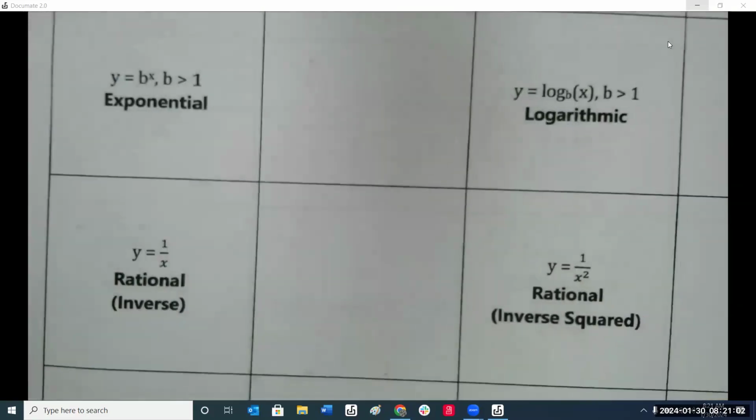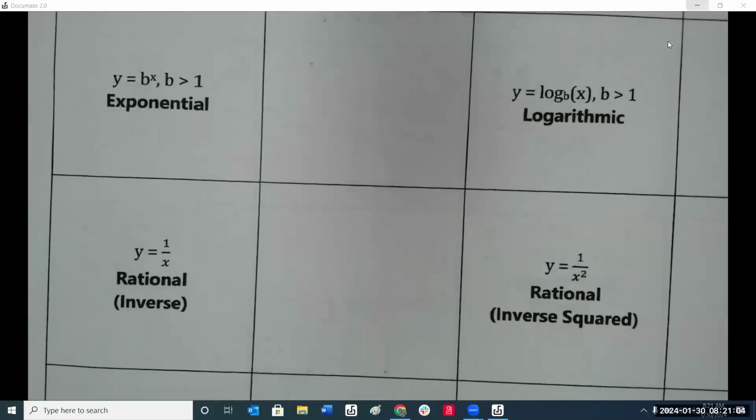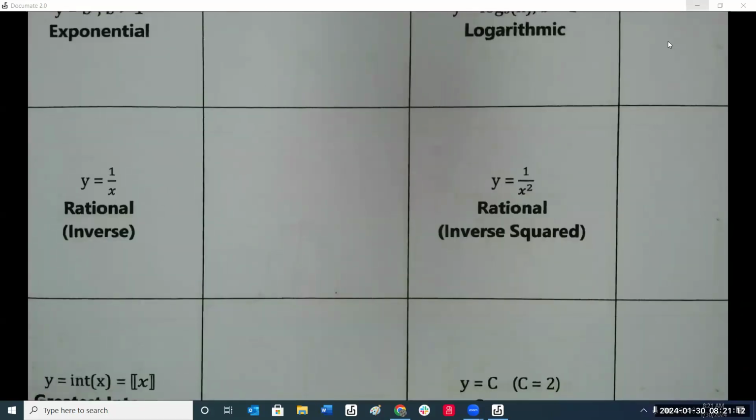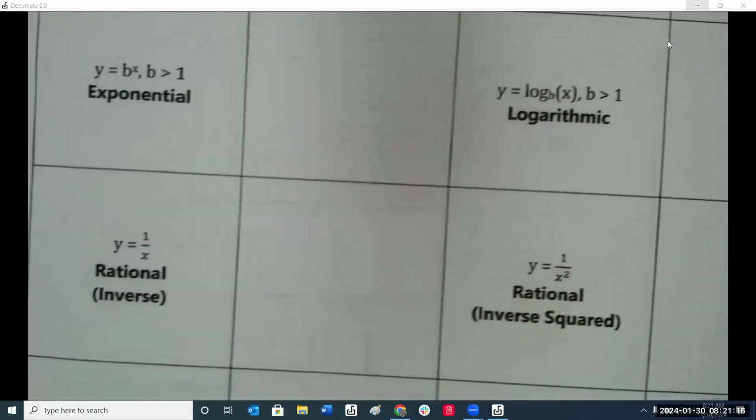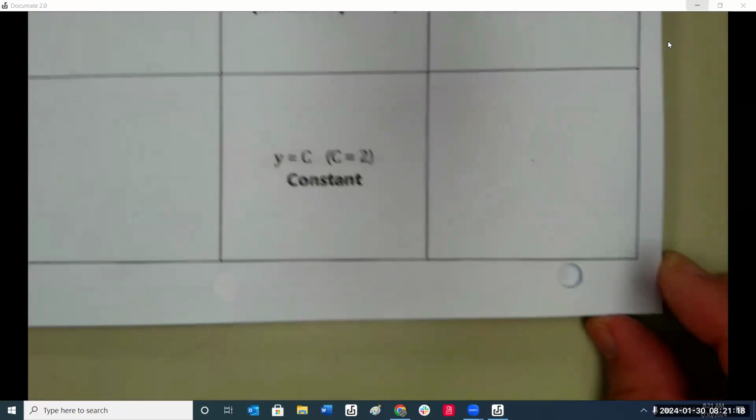Whenever you do sheets like this or any activities, always do the easy ones first. The reason for that is if you get stuck on a hard one, you'll be there forever and you'll leave everything else blank. So on this page, which one's the easy one? The last one, the constant.